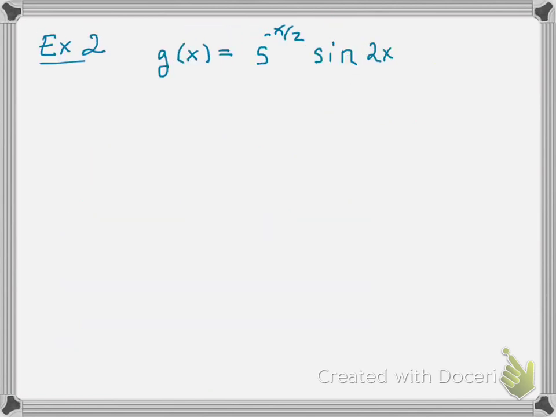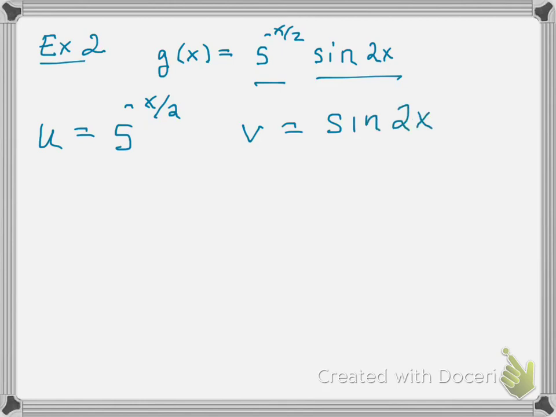All right, example 2. We have, once again, two terms multiplied together. Both terms have an x in them, so I'm going to need a u and a v to do this problem and to use the product rule. I'm trying to do a little more difficult examples than I normally would, just because I want to do the harder ones with you so that you can do the harder ones on the homework. So u is equal to my first term, which is 5 to the negative x over 2, and v is equal to sine of 2x.